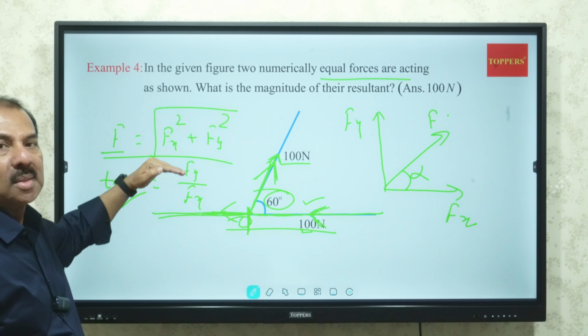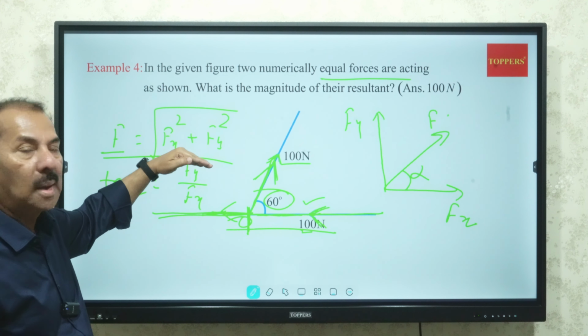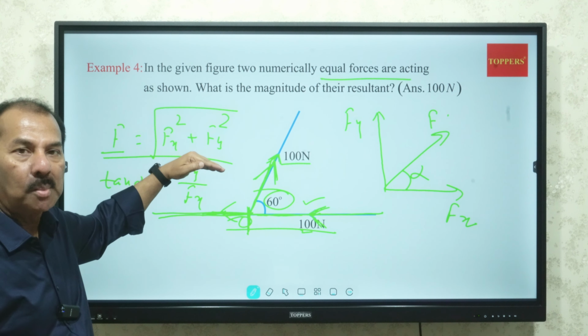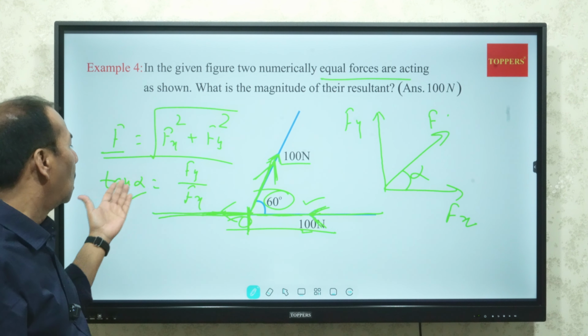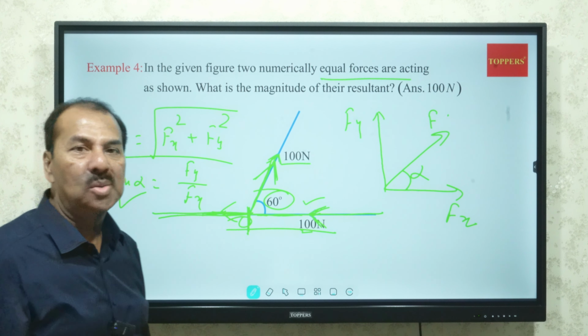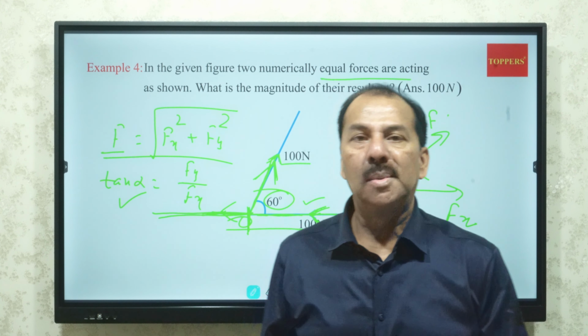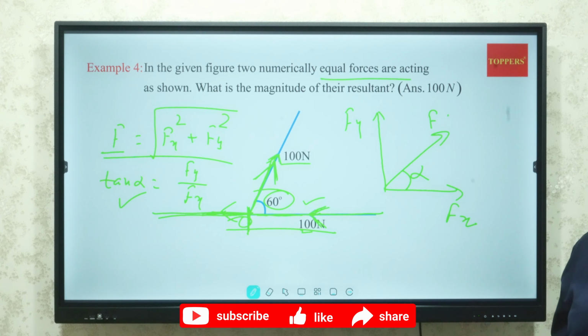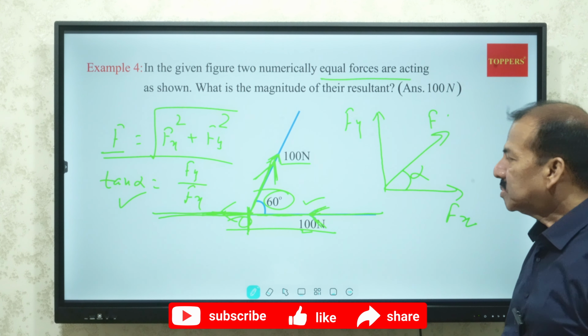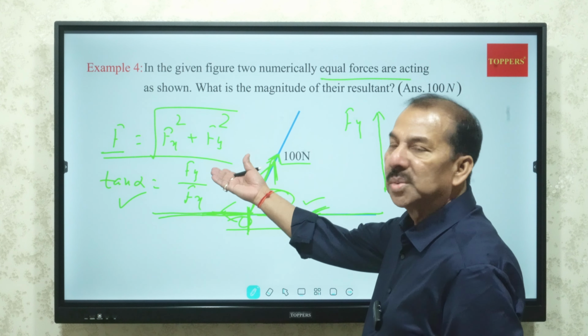Tan alpha will be the sum of the y components of all the vectors divided by the sum of the x components of those vectors. Simplified, you will get the magnitude of that resultant vector as well as the direction. So this is the general method, and you can solve for any number of vectors. So let us first use this method.